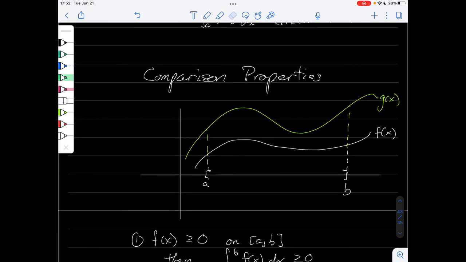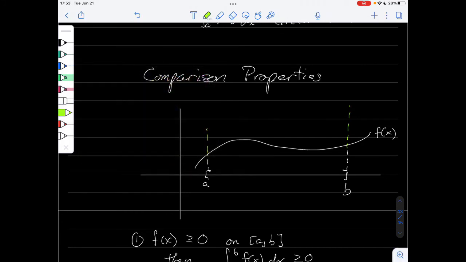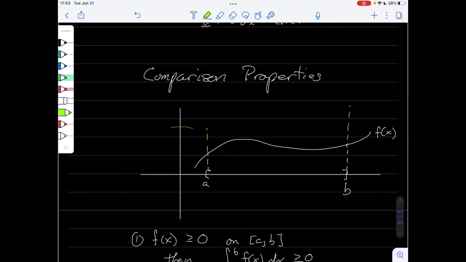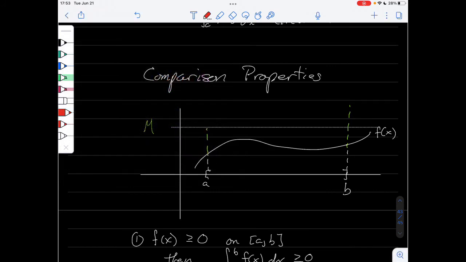And the last comparison property here, we're going to get rid of g, is we're going to notice that f on this interval is kind of bounded above by something, and we'll call this big M. And it's bounded below, well, by 0, but anything really less than f of a in this case. And we'll call this little m.